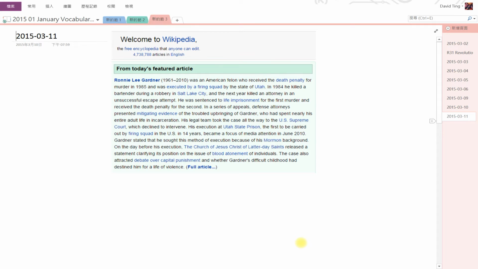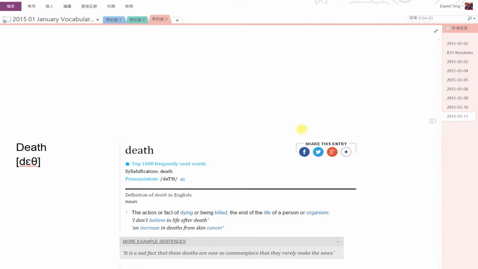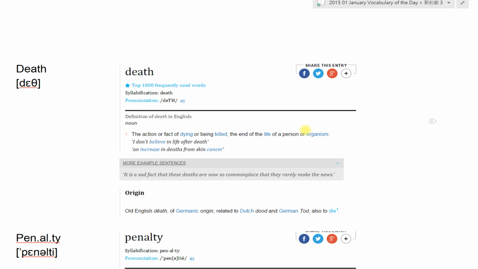好，各位同学，不知道有没有把这两个单字拼出来？那我们先来介绍这两个单字。第一个单字 death, D-E-A-T-H, death. Definition of death in English. Noun: the action or fact of dying or being killed. The end of the life of a person or organism. I don't believe in life after death. An increase in deaths from skin cancer.